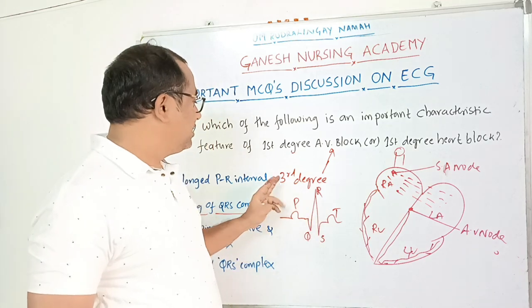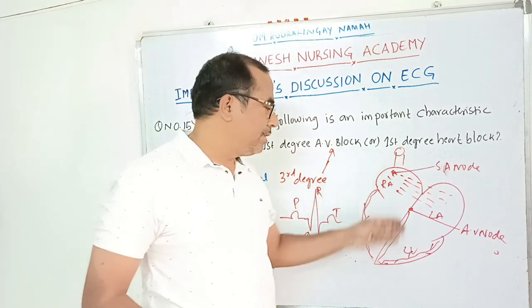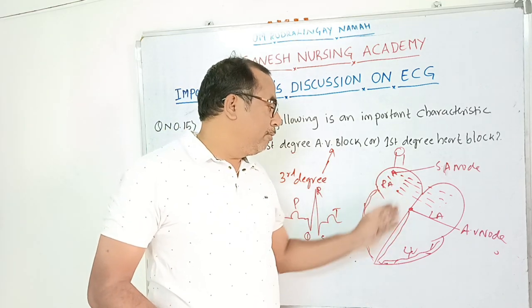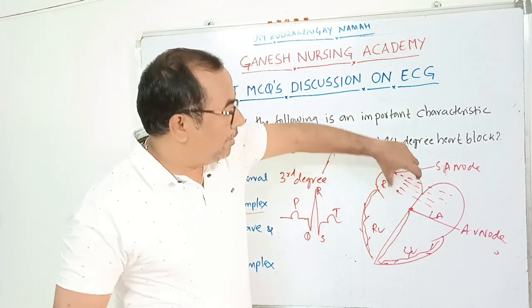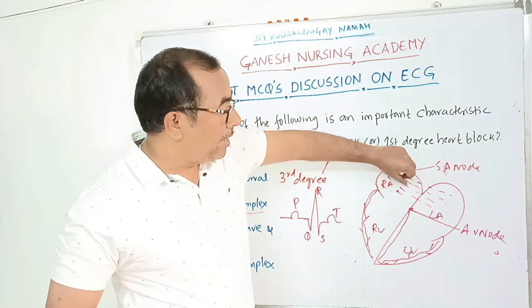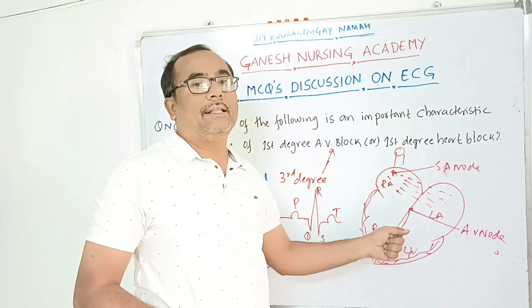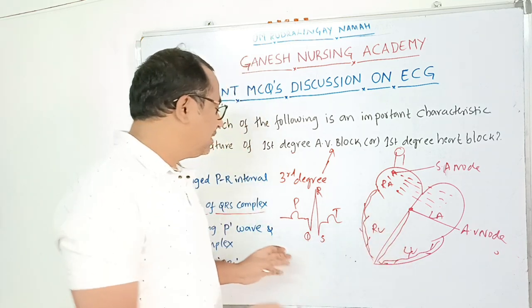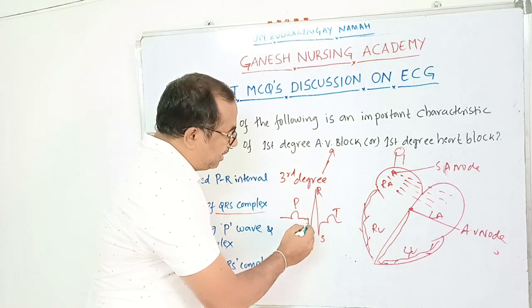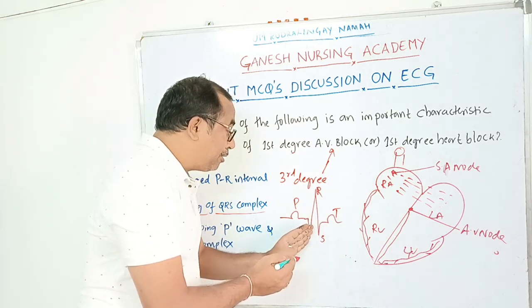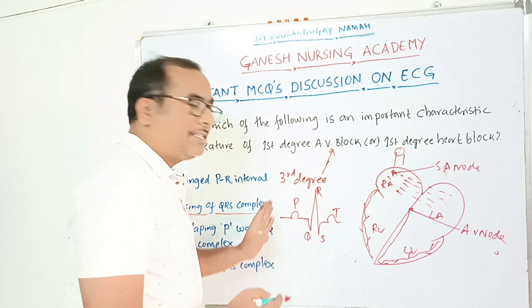So this activity is a coordinated activity. But here, because of this third degree AV block, there is no proper transmission of electrical impulses from the atrium to the ventricle. What happens here? The conduction of electrical impulses and contraction of the atrium and ventricle will take place independently. So the QRS complex will not be followed by a P wave. It is not like that.